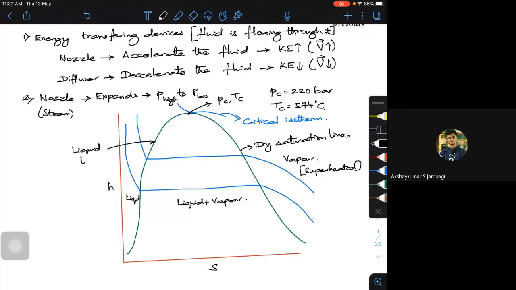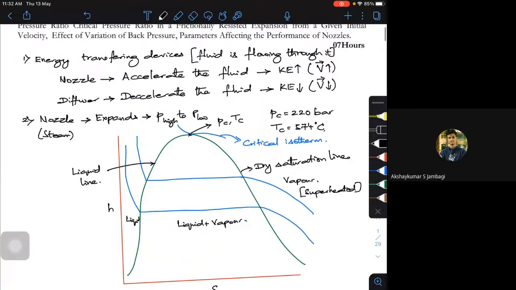So this you might have studied in your applied thermodynamics when you're dealing with either power cycles, maybe steam power cycles, or pure substances. So this is how it is. When I speak of nozzles, the nozzle will be expanding something like this. Usually your nozzle entry pressure and temperature will be much higher than your critical pressure and critical temperature.